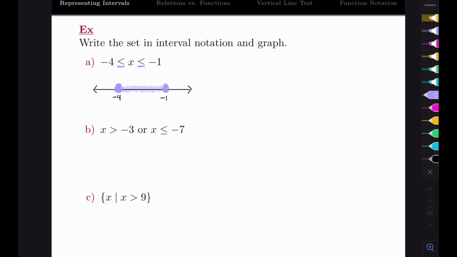So if we want to write this in interval notation, the furthest left we go is -4, and we can equal it. And then the rightmost we go is -1, and again, we can equal it.